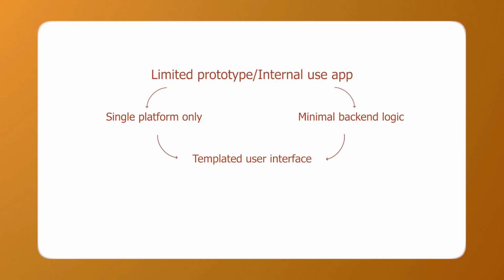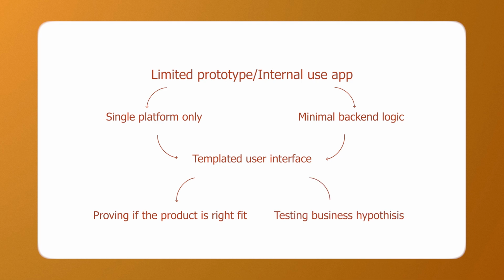To help you frame your expectations, here's a simple breakdown of what can typically be achieved at 3 different investment levels. $25,000: a lean MVP. You can think of this as a limited prototype or internal use app. Single platform only, with minimal backend logic and a templated user interface. It's usually focused on proving if a product is a good fit for the market or for testing a business hypothesis.